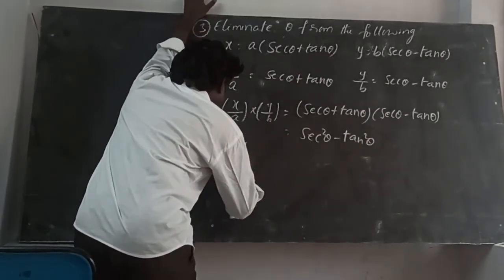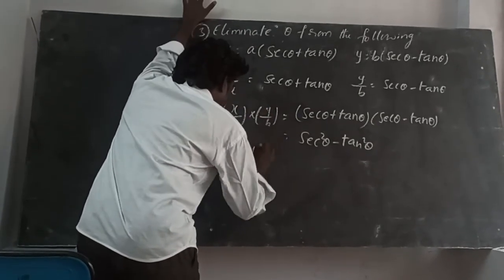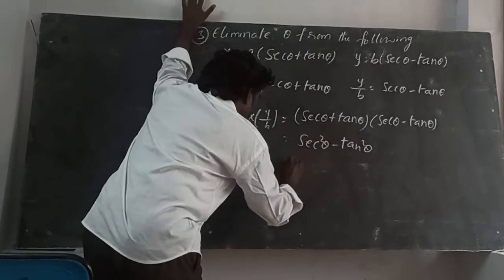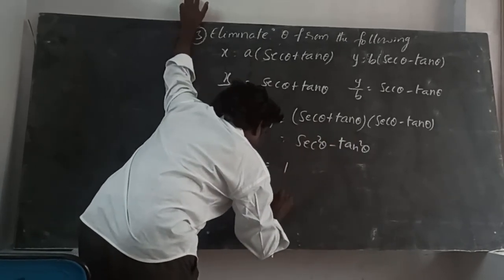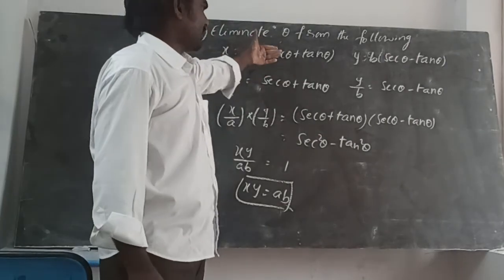So x by a into y by b, that is xy over ab, is equal to 1. So xy is equal to ab. So this is the way to eliminate the theta from the given equations.